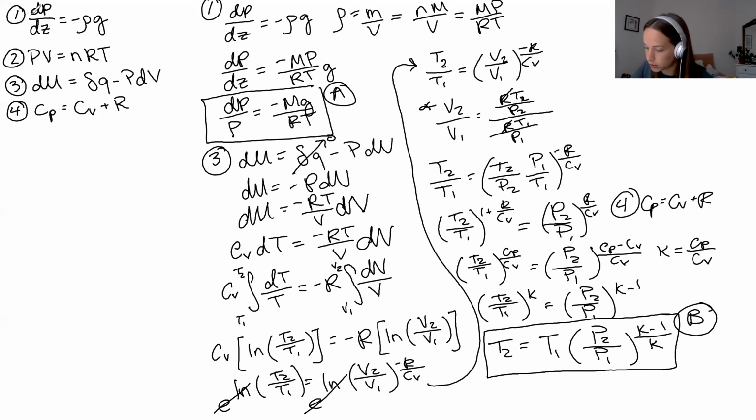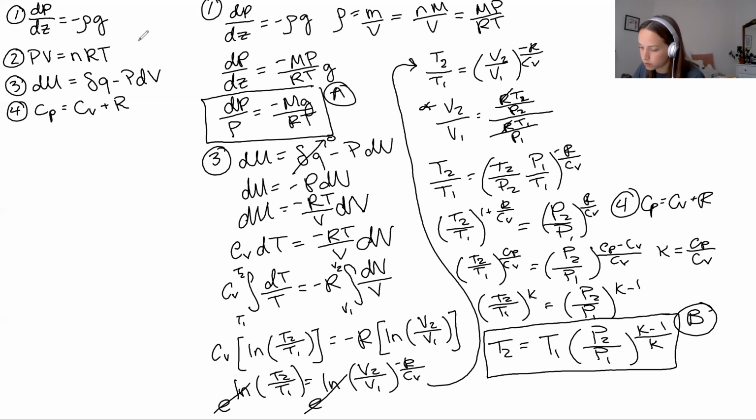All right, now moving on to a new page. We're going to bring back equation A, which was dP over P is equal to negative mg over RT times dz.